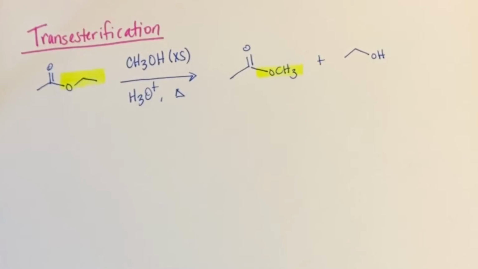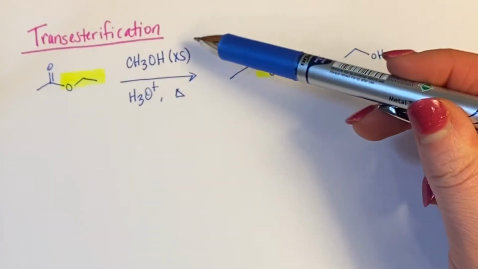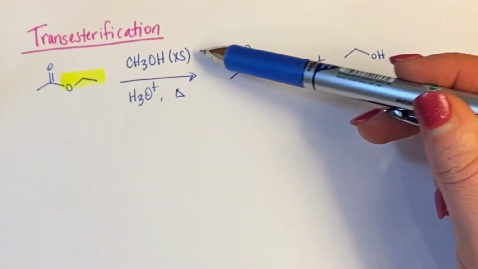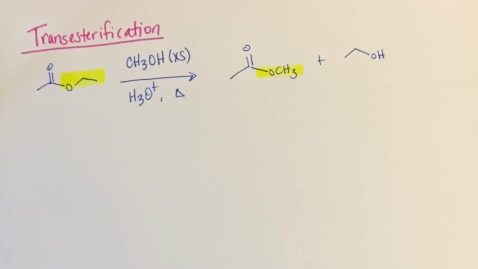Now, one of the things that's important to consider in this reaction as we run it in a lab is that in order for this reaction to happen with a high yield, we're going to have to use an excess of the alcohol that we want to be present in our product. So Le Chatelier's principle in that case will then favor the formation of the ester that we would like from the original ester.